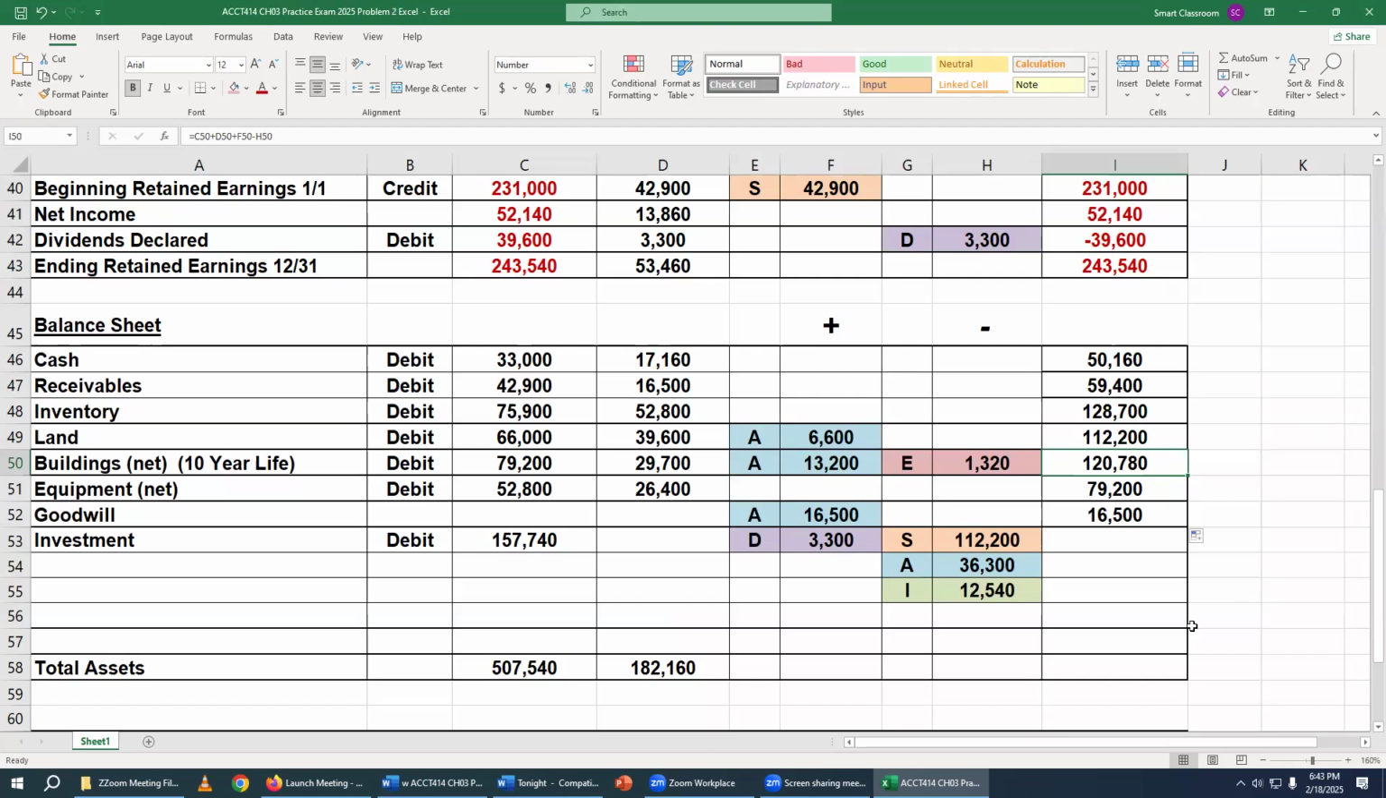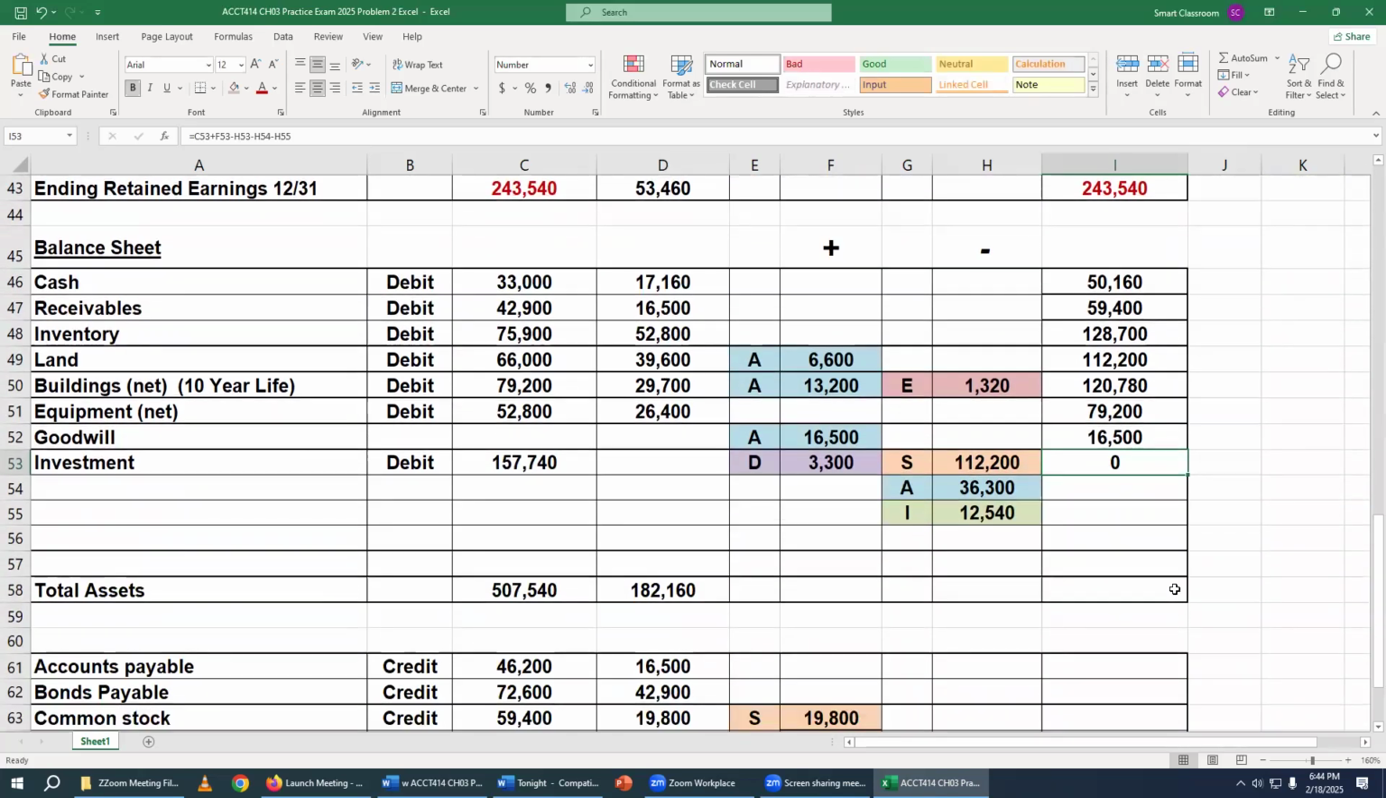127.80. Yay. Okay, so these are more than likely okay. This one should come out to zero, and I really hope it does. Plus any debits, minus the credits. Yay. $566,940.